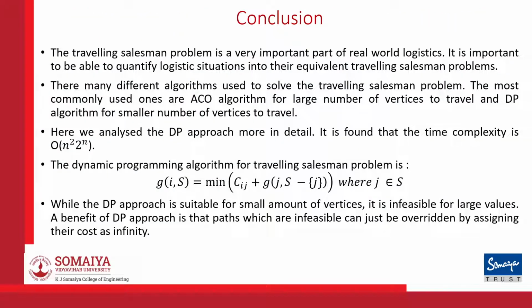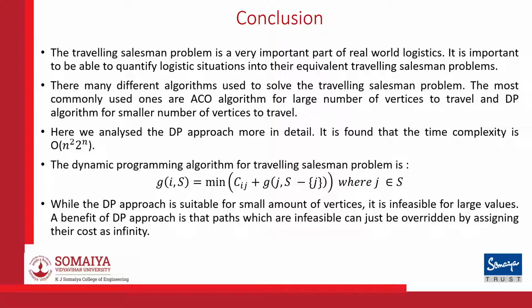Conclusion. The traveling salesman problem is a very important part of real-world logistics. It is important to be able to quantify logistics situations into their equivalent traveling salesman problems. There are many different algorithms used to solve the traveling salesman problem. The most commonly used ones are the ACO algorithm for a large number of vertices to travel and the DP algorithm for a smaller number of vertices to travel. Here we analyze the dynamic programming approach in more detail. It is found that the time complexity is O of n squared 2 raised to n.